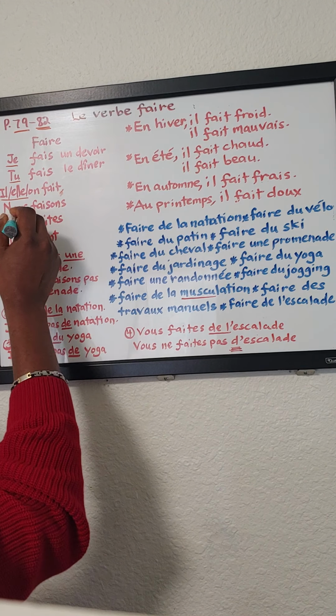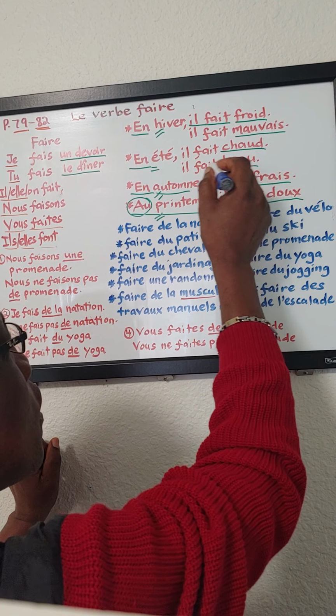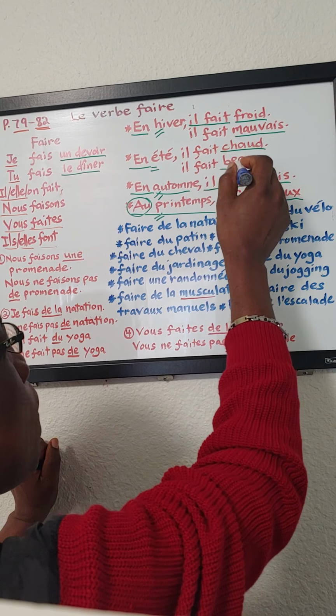So, en hiver, il fait froid. Here, faire is used to talk about the weather. It is cold. Il fait mauvais. It is bad outside. En été, il fait chaud. It is hot. Il fait beau. It is beautiful outside. En automne, il fait frais. It is cool. Au printemps, il fait doux.